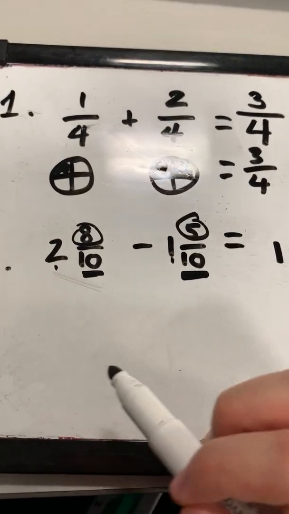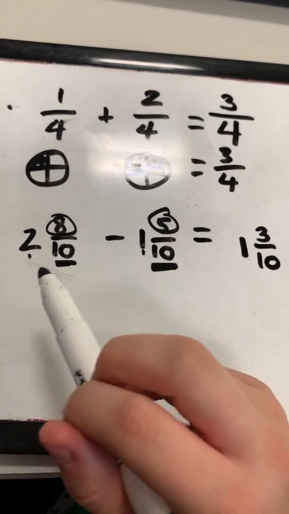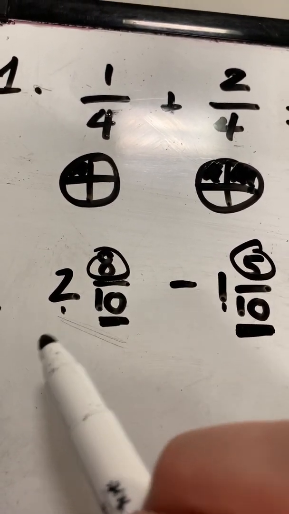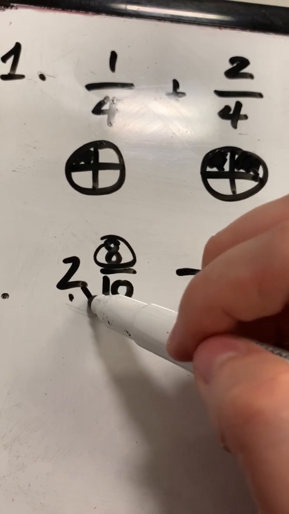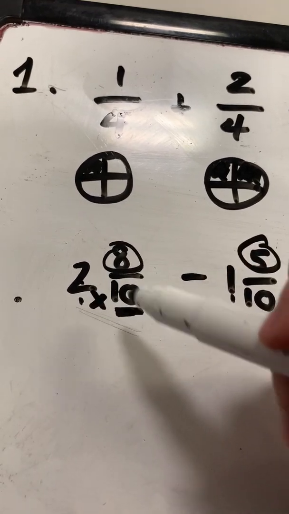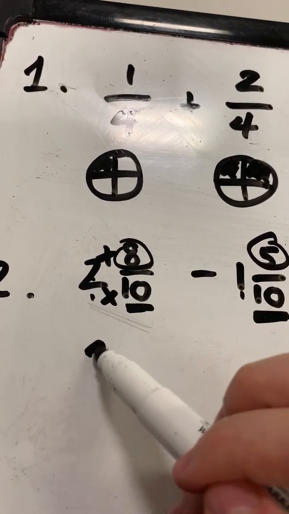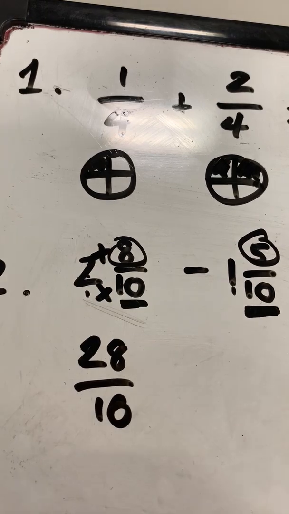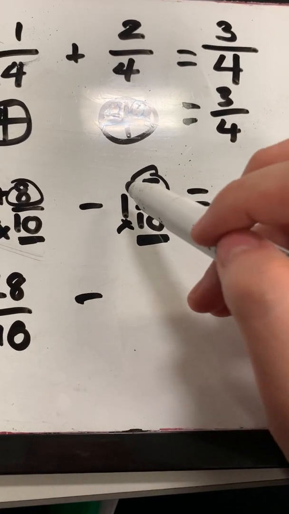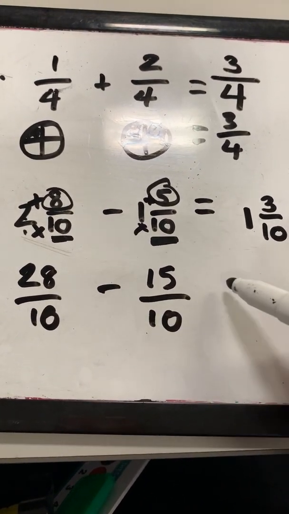Now, if you are not comfortable with mixed fractions and you would prefer improper fractions, I'll show you how you can convert these. So if we had this and we want it to be an improper fraction, you multiply 10 times 2, so you multiply the denominator by the whole number and then you add the numerator. So 10 times 2 is 20 plus 8 is 28. You do 28 tenths minus 10 times 1, which is 10, plus 5 is 15. So we get to that.